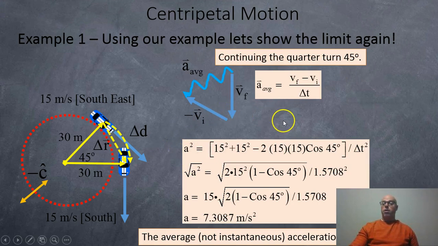And for the acceleration, following the same steps we did before, but this time instead of a 90-degree angle, we're putting in a 45. It's the only number that changed. And of course the time was cut in half as well. We get 7.3087 meters per second squared. That's getting really close now to the instantaneous value of 7.5. But hey, we've been using an average, not an instantaneous so far. All right, but we're getting closer.